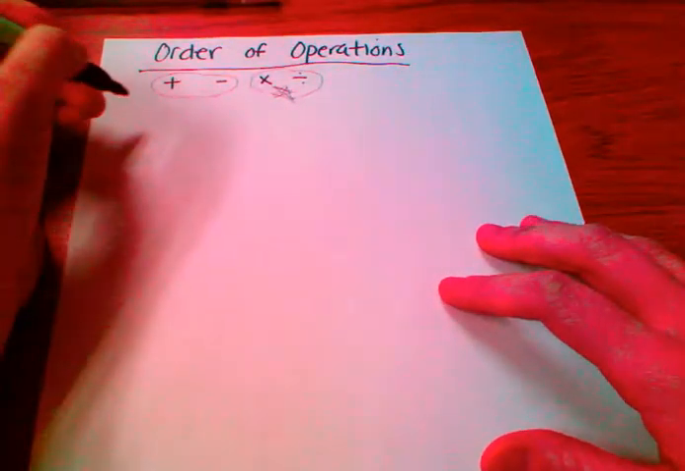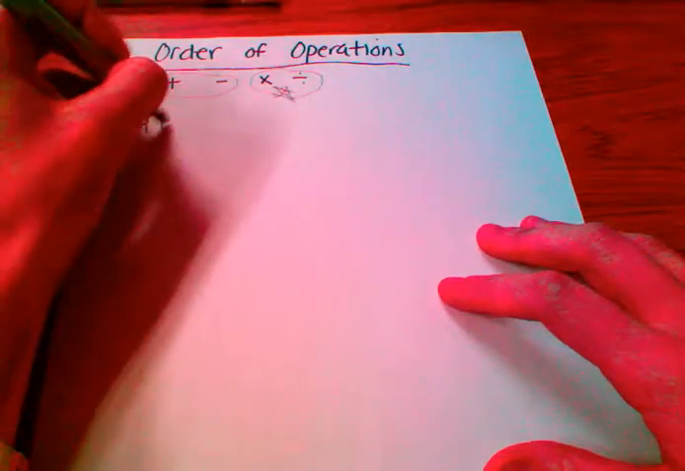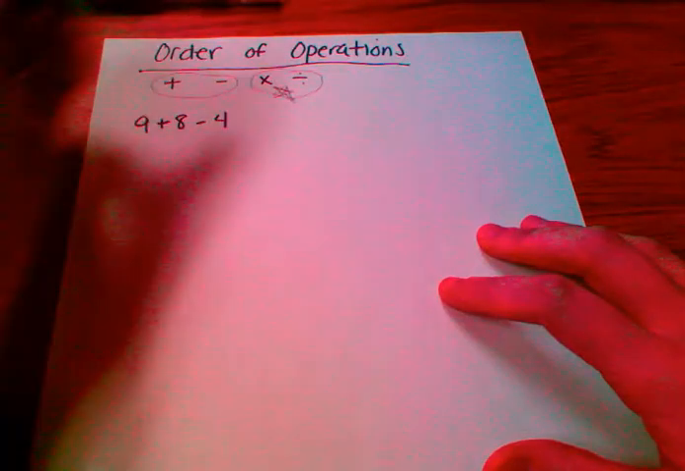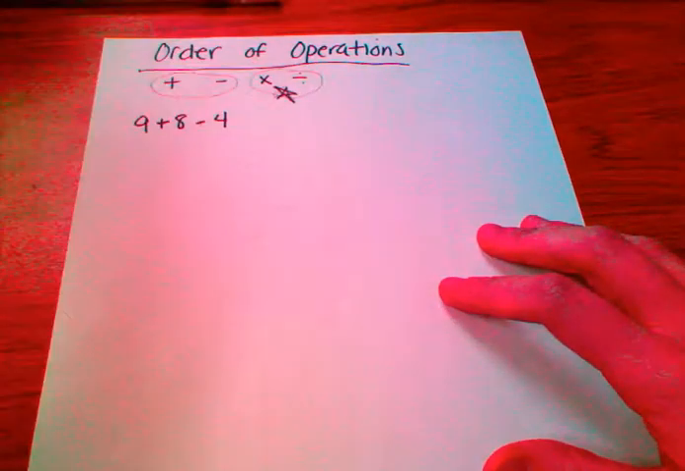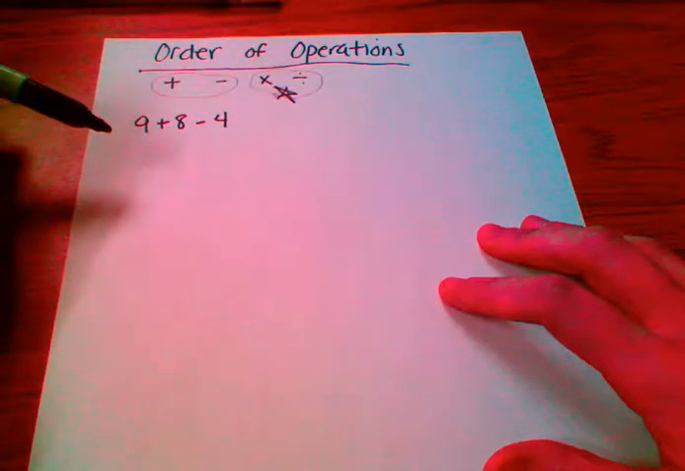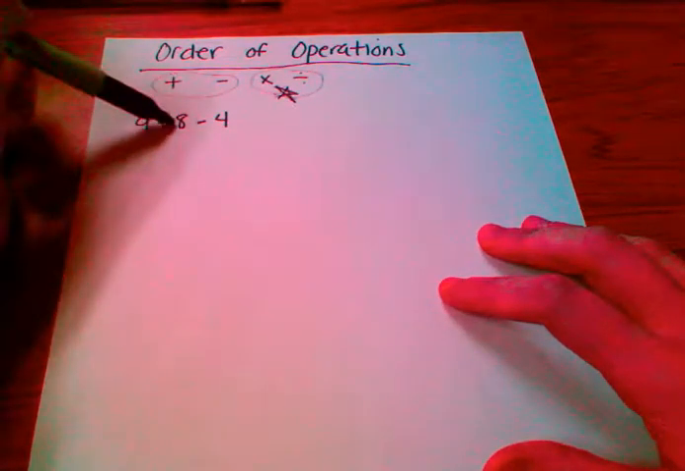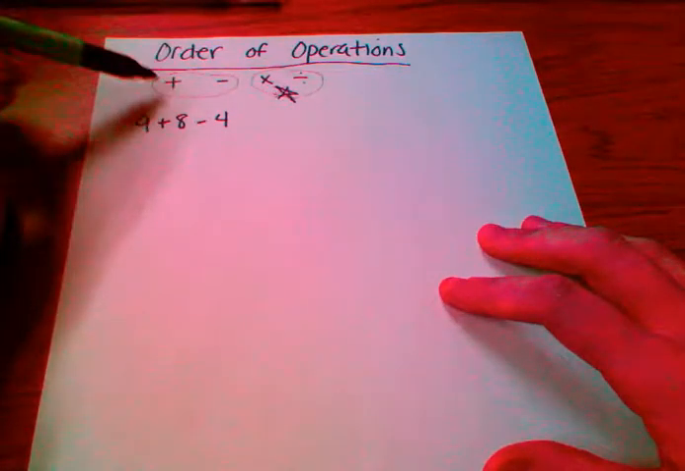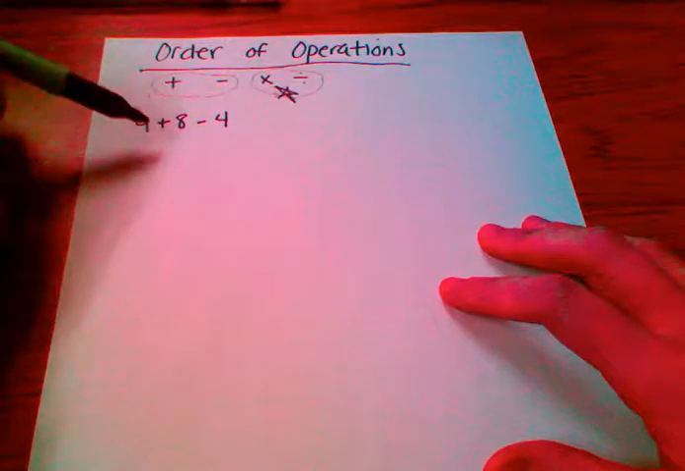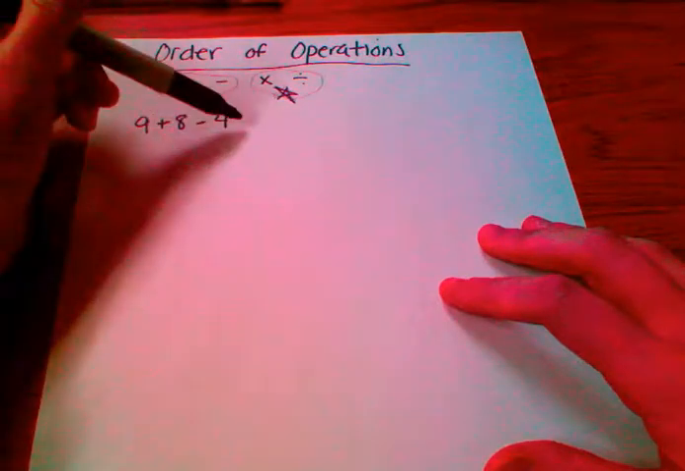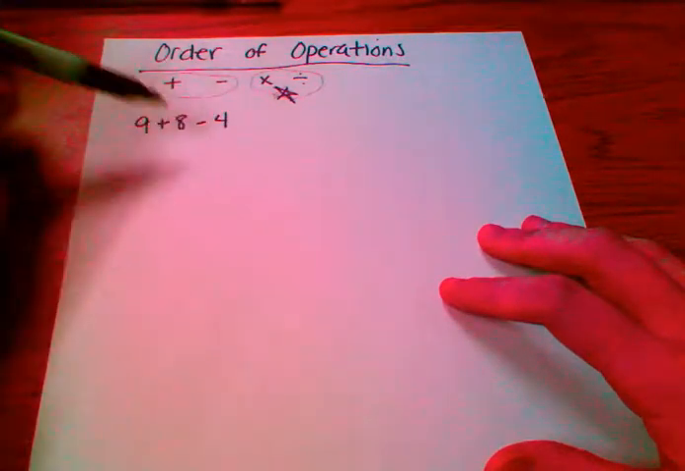So a really simple example to get started would be something like this. Now I know that I did just say that multiplication and division are a priority. However, I don't see any multiplication or division in this problem here. I simply see 9 plus 8 minus 4. And so addition and subtraction hold the same amount of importance with one another. So I don't have to do addition first always or subtraction first always. I simply start at the left and work my way across since they're all just as important as one another.